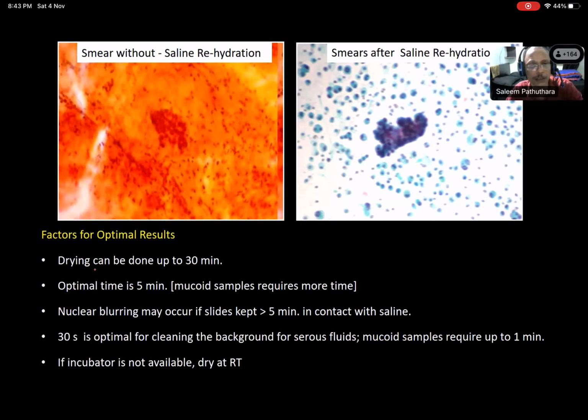So what are the factors? Drying can be done up to 30 minutes. Optimal time is 5 minutes. We should complete the entire procedure within 5 minutes. Nuclear blowing may occur if the slides are kept more than 5 minutes in contact with the saline, and 30 seconds is optimal for cleaning the background for serous fluid. If it is mucoid, like a bronchial lavage, it may require up to 1 minute. If there is no incubator available, we can use room temperature.